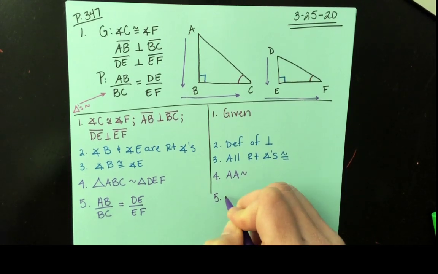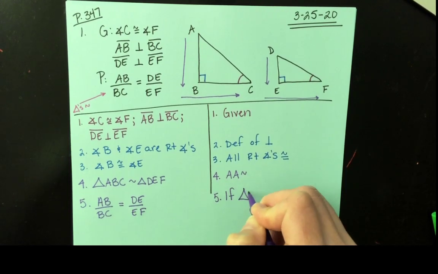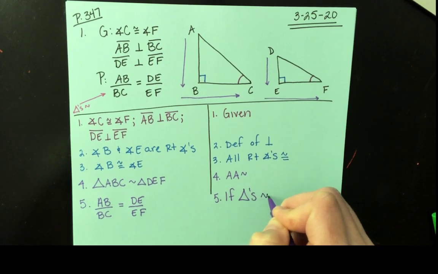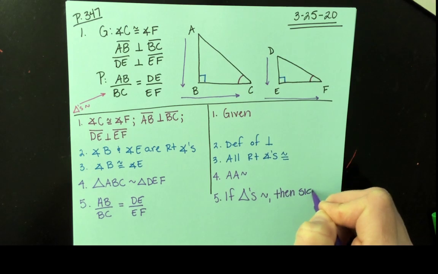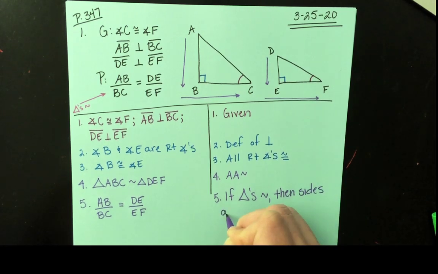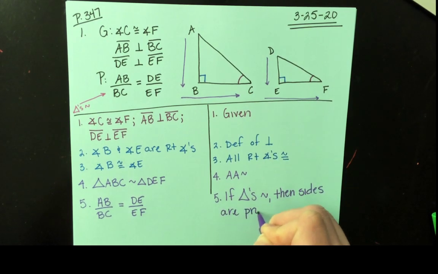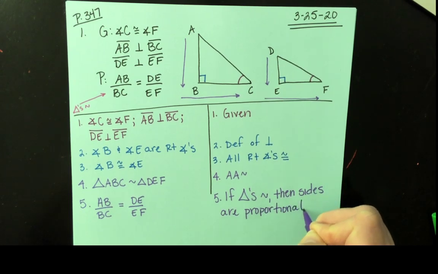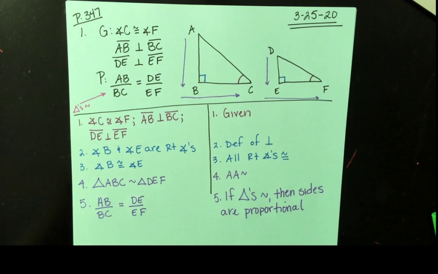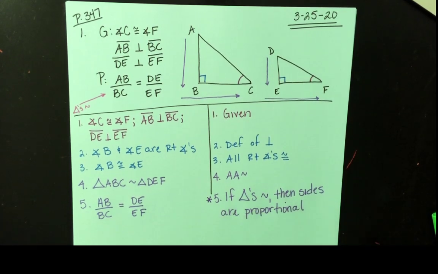And I would write, if triangles are similar, then sides are proportional. And there is no CPCTC shortcut for this. I have to do my if-then statement. It has to be the if-then statement.